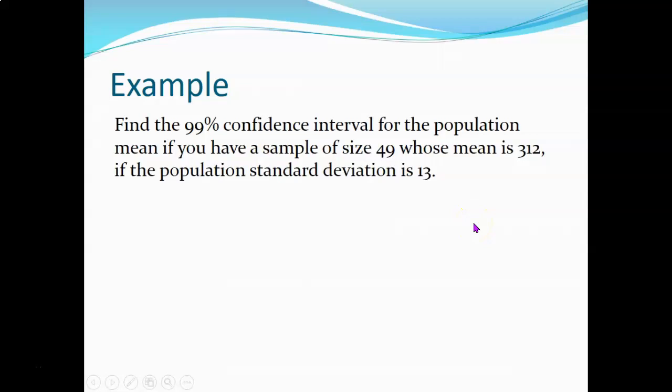So let's do an example using the formula. Find the 99% confidence interval for the population mean if you have a sample of size 49 whose mean is 312 if the population standard deviation is 13. So notice that in this example, X bar, the sample mean, is 312. You have a sample whose mean is 312. Sigma, the population standard deviation, is 13. N, the sample size, is 49. You have a sample of size 49.